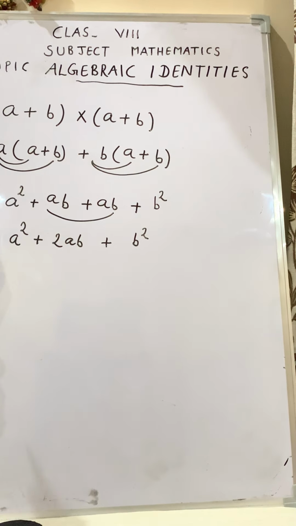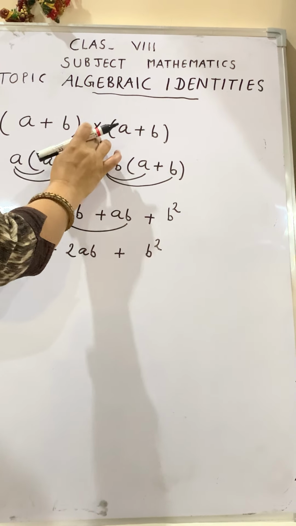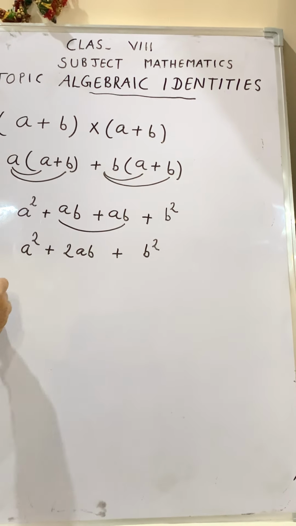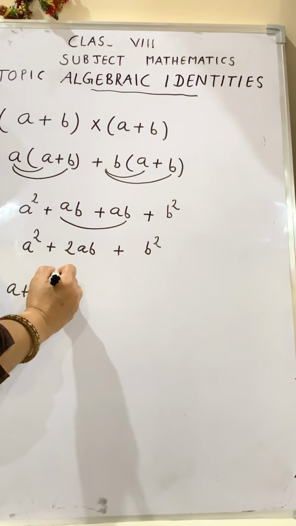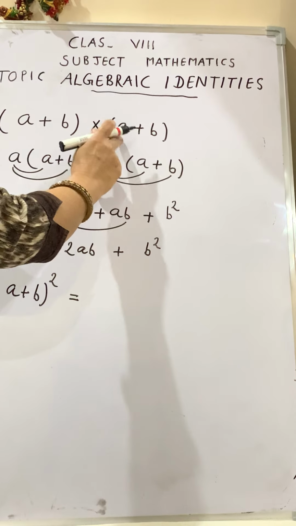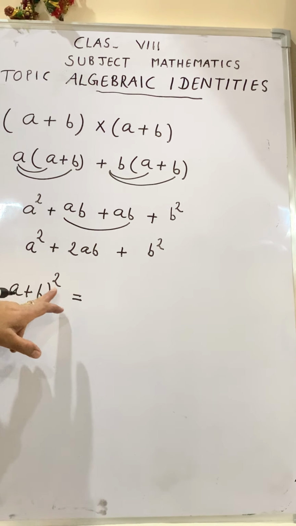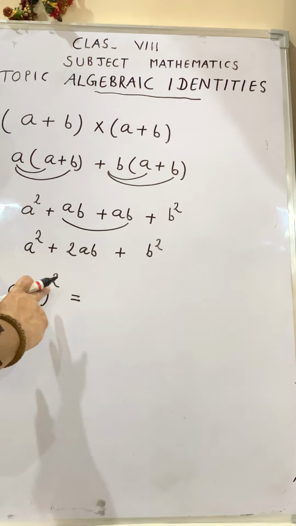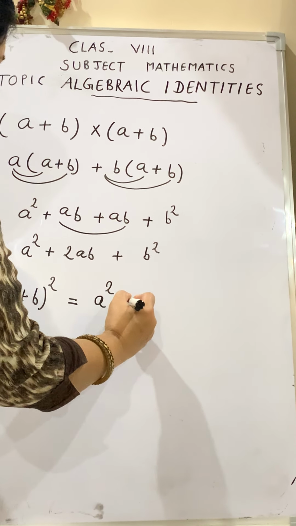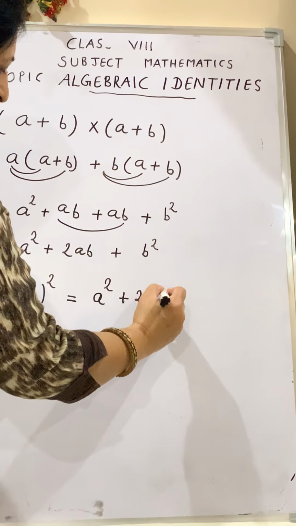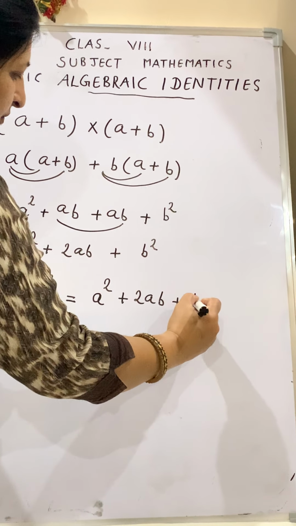It means when we write a plus b multiplied with a plus b, we can write a plus b whole square, because it is 2 times same. So we can write exponent 2, or whole power is 2, is equal to a raised to power 2 plus 2ab plus b raised to power 2.